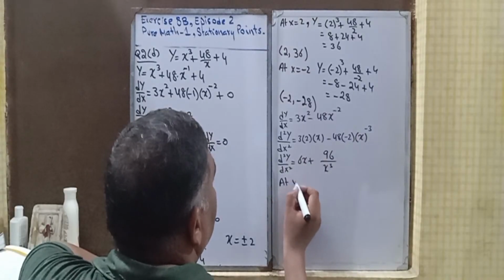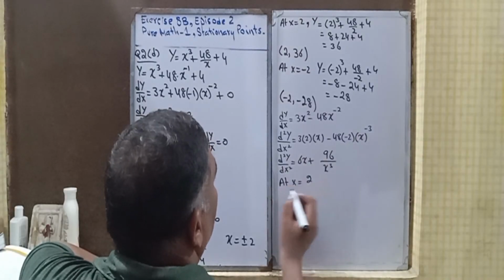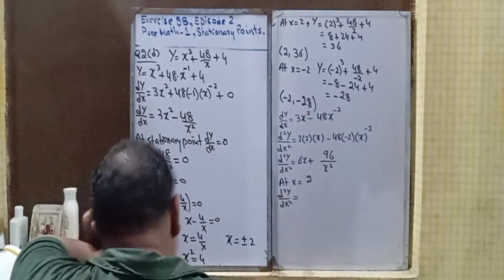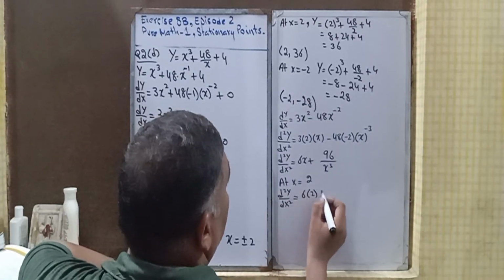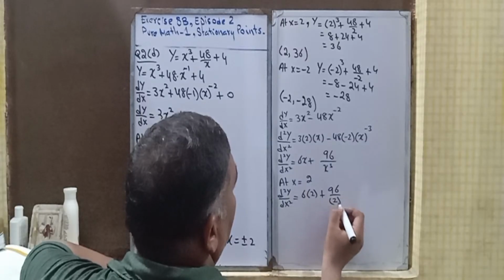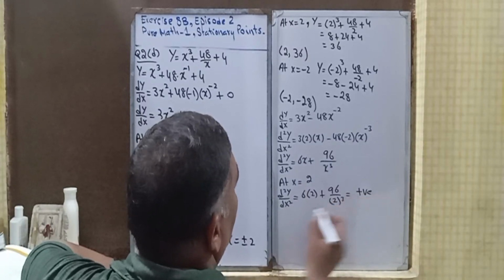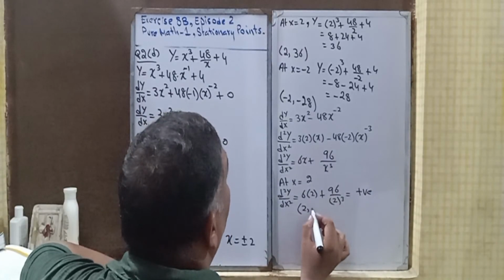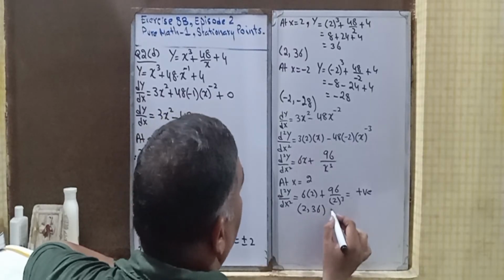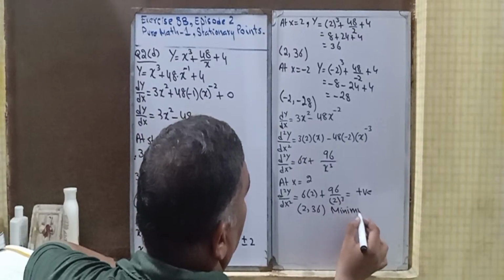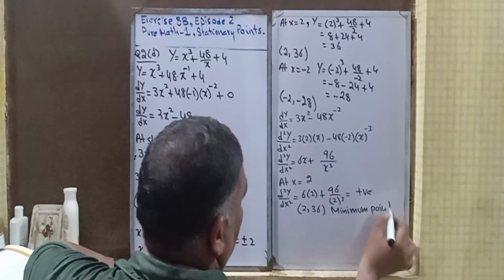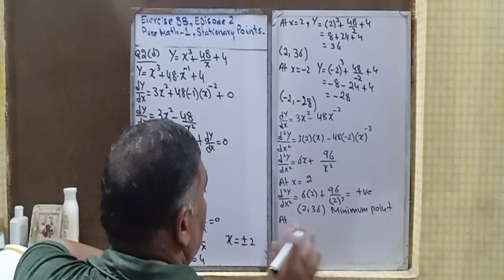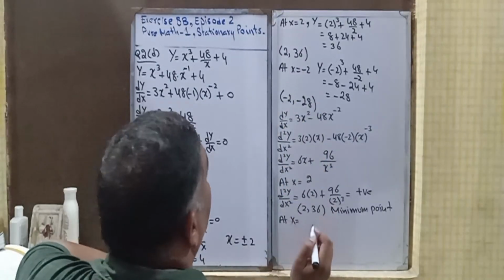So when x is equal to 2, let's see what will be the value of d square y by dx square. That will be 6 into 2 plus 96 into 2 cube, and this is a positive value, so whatever the answer is, that will be positive. Okay, that means 2 comma 36, positive means the minimum point.